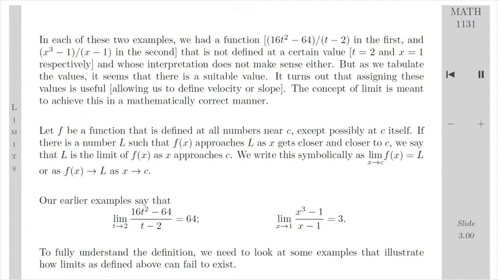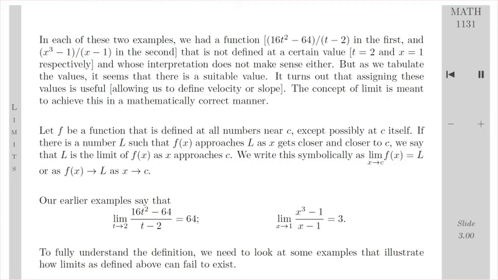In each example, we had a function. In the first one, it was 16t squared minus 64 over the quantity t minus 2. In the second example, it was x cubed minus 1 over x minus 1. This is not defined at the specific value of the variable we are interested in. In the first example, t equals 2, second x equals 1. And the original context didn't make sense either. But if you looked at the table of values, it seemed like we could assign a value at the missing point. So this is what the concept of limit was designed to do.